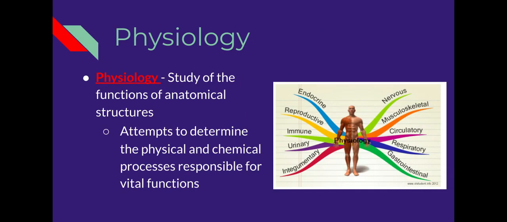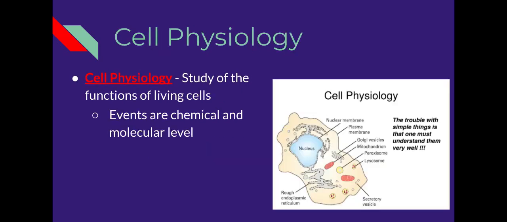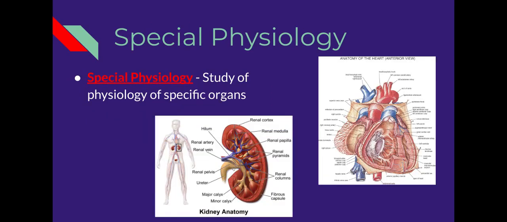Now let's look at physiology. Again, physiology is the study of functions of anatomical structures. It attempts to determine the physical and chemical processes responsible for vital functions. Now, the first one I want to talk about is cell physiology. Cell physiology should be easy to remember because it's the study of functions of living cells, and cell is in the name. It's going to focus on the events at both the chemical and molecular level within the cell.